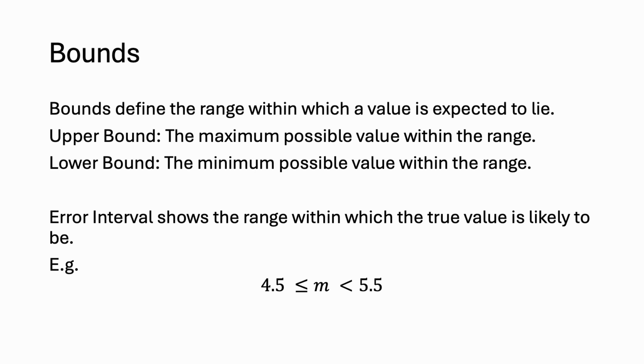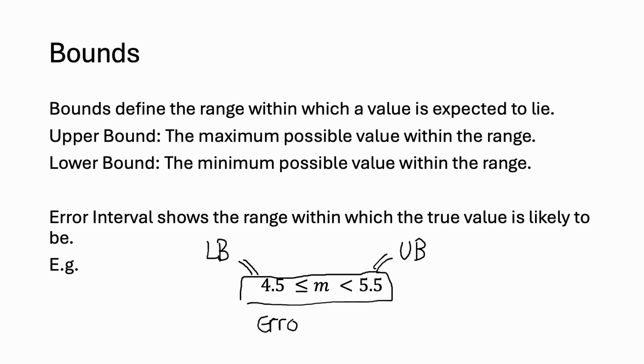For instance, for this one down here, 4.5 and then 5.5. So this 4.5 is essentially the lower bound. This 5.5 is the upper bound. And then this whole thing here is essentially the error interval. So when we talk about error interval, we're just showing the range of values this m can be.